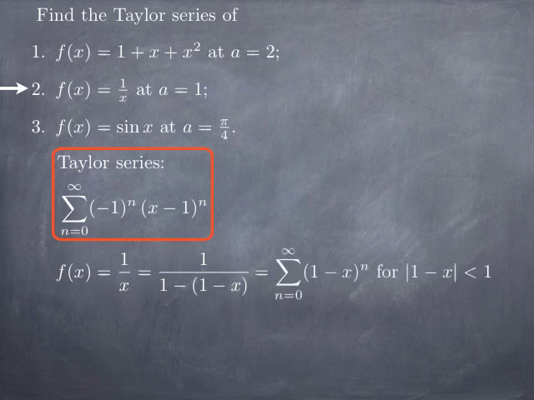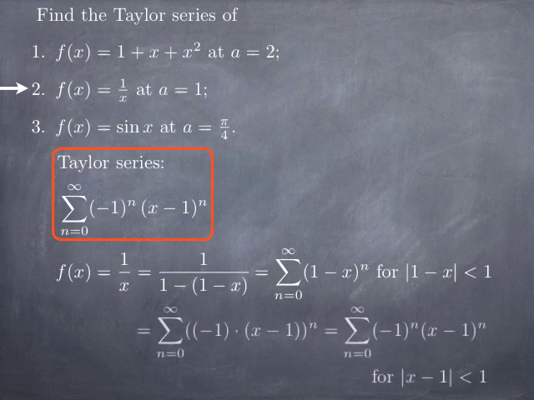So this is equal to the sum from 0 to infinity of (1 minus x) to the n, as long as the common ratio 1 minus x is in absolute value less than 1. Now this (1 minus x) to the n, I can write as negative 1 times (x minus 1) and raise that to the n, but then that's really just negative 1 to the n times (x minus 1) to the n, and that is valid as long as the common ratio is less than 1. The common ratio 1 minus x, its absolute value is the same as the absolute value of x minus 1 and is simply the distance between x and 1. So for x at a distance less than 1 from 1, the function f of x here is equal to this Taylor series.